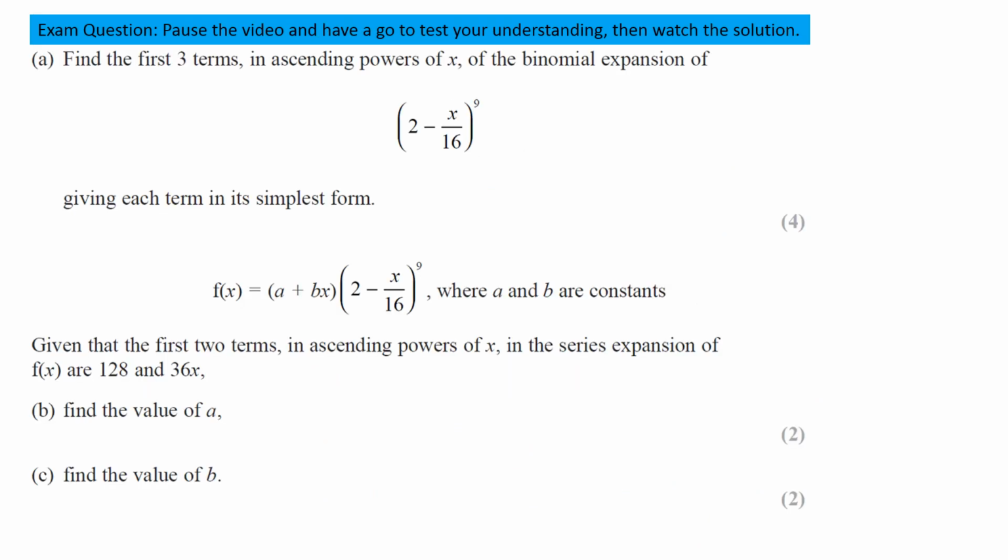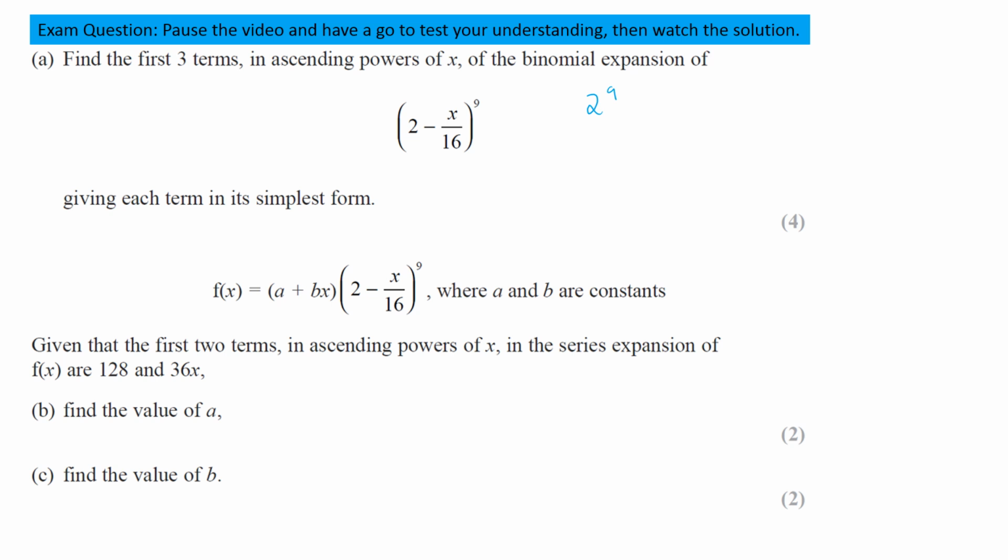So here's the next question. You can either pause the video and have a go yourself and then watch the solution, or just continue to watch and I'll go through it. So we've got 2 minus x over 16 all to the 9. So this is going to expand and give us 2 to the 9. But do it in the columns way so you can see the patterns.